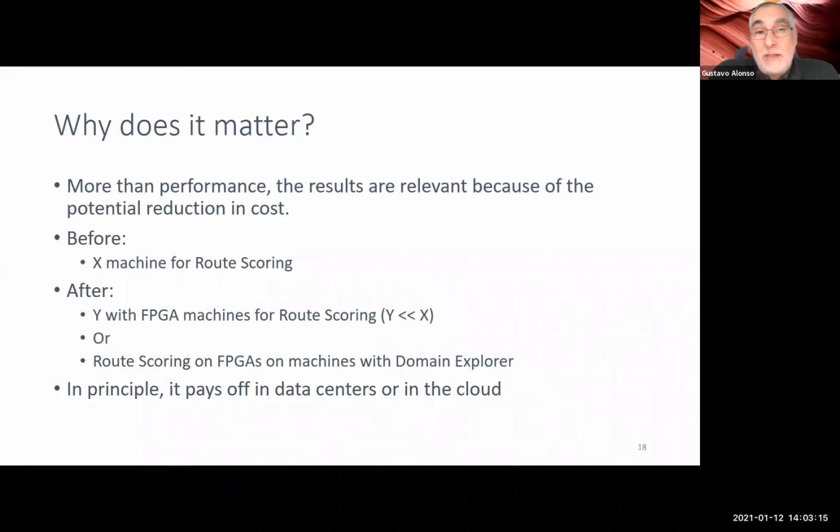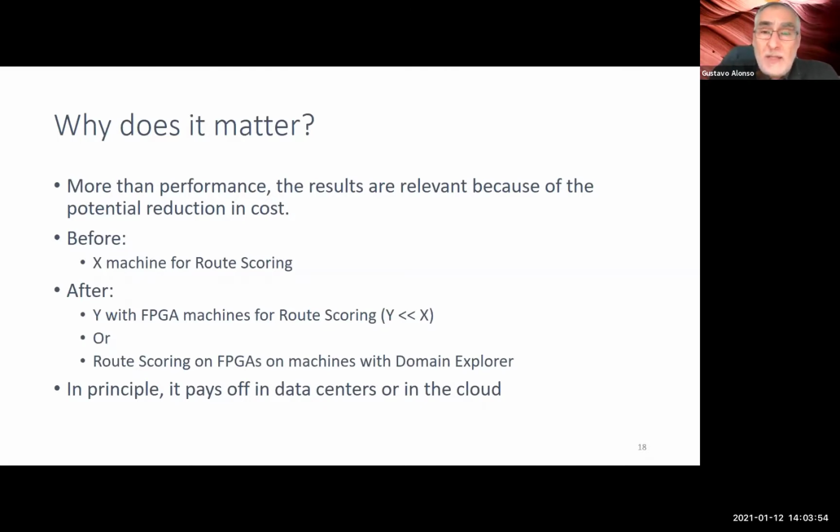The reason why people are interested in these things is not necessarily or strictly performance, but also cost, especially in data centers and the cloud. So this matters to Amadeus because it could significantly reduce the cost of running the system. Imagine, and this is a very simple calculation, something we have done together with them, and we have the real numbers, but I cannot publish them because they are confidential. Imagine you were using a number of machines for route scoring. Whatever X number is, imagine several hundred.